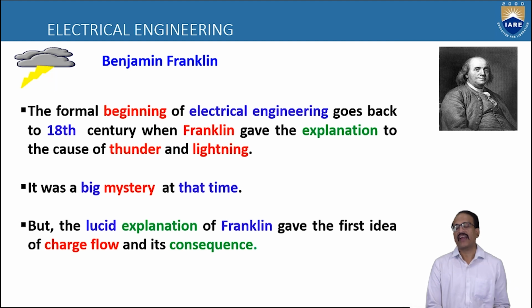Benjamin Franklin was the man who was able to find and convince people that the thunderbolt, which was a mystery, is nothing but electricity, or the charge which flows. He conducted a famous experiment called the kite and key experiment.